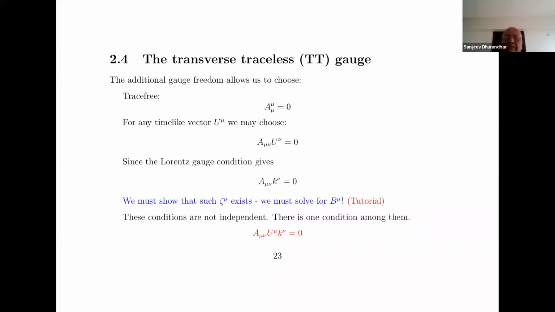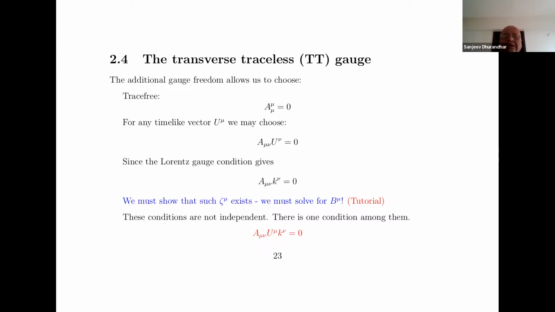And if you have a wave traveling in that general direction k^ν, then also these things can be done. So we must show that such an ε_μν exists, and we must solve for b_μ. Only then we are through, okay? Otherwise, it doesn't make sense. So this is in the tutorial. I have kept all the hard part in the tutorial, and I am doing the easier part here.